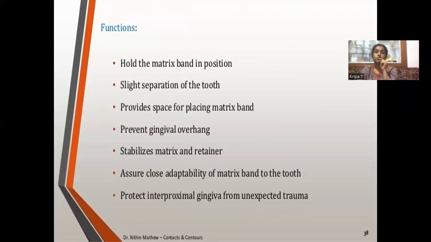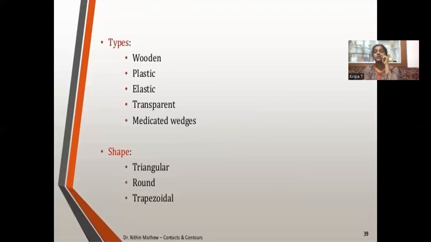Functions of wedges: hold the matrix in position, slight separation of the tooth, providing space for placing the matrix band, preventing gingival overhang, stabilizing the matrix and retainer, assuring close adaptability of the band to the tooth, and protecting interproximal gingiva from unexpected trauma. Types of wedges can be wooden, plastic, transparent, medicated. Shape can be triangular, round, or trapezoidal.